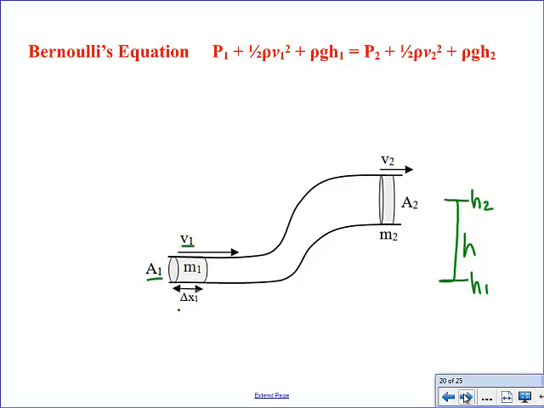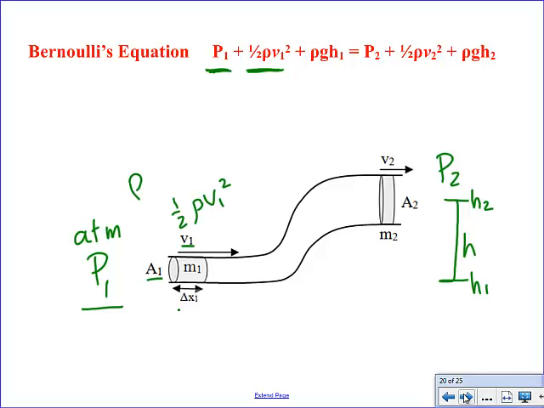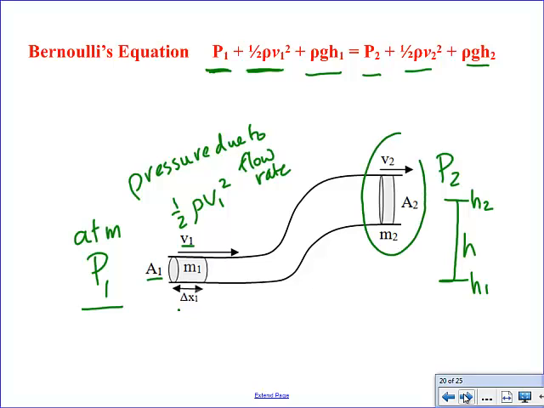And what Bernoulli's equation says is that if we take the left-hand side, the atmospheric pressure, or the external pressure, and then add the pressure due to flow rate, so this is pressure due to flow rate, and then rho gh is pressure due to depth, that, because of conservation of energy, should be the same as what we see on the other side, on this side of the pipe.